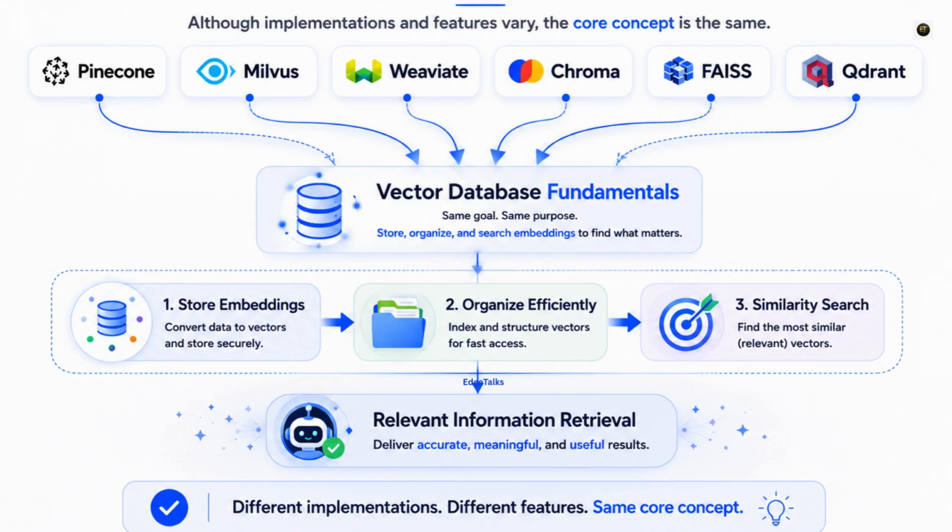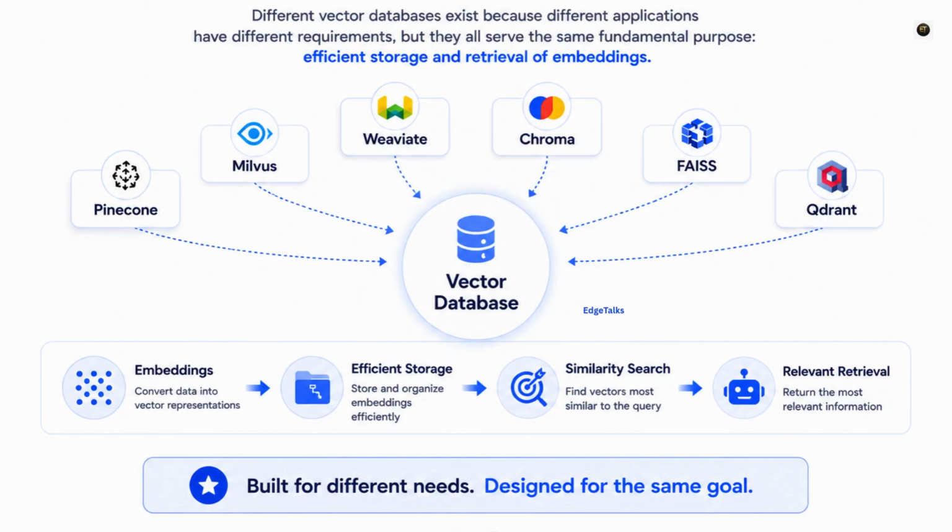The important point is that although these systems differ in implementation and features, the core concepts always remain exactly the same. They all store embeddings, organize them efficiently, and perform similarity search to retrieve relevant information. So the simple takeaway is different vector databases exist because different applications have different requirements, but they all serve the same fundamental purpose: efficient storage and retrieval of embeddings.